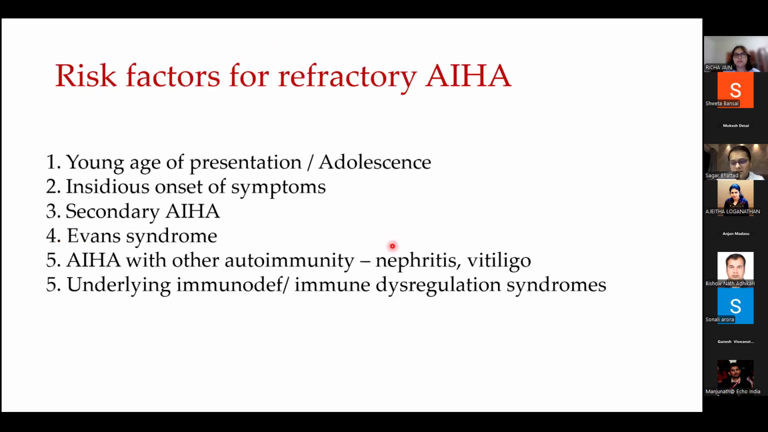So this child is an infant, number 1, and this child has refractory AIHA, number 2. I think these two are good reasons to think of an underlying genetic defect. What testing would you advise? What testing would you do?